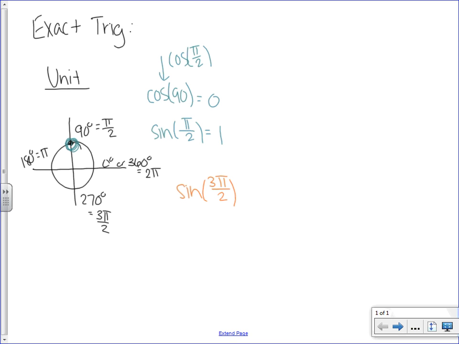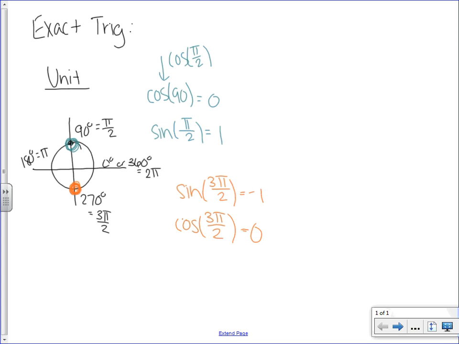Okay? We could also do, say, the sine of 3 pi over 2. Okay, we know that 3 pi over 2 is the same thing as 270 degrees, which is hanging out right down here. And the y value there is -1. We can do the cosine of 3 pi over 2, which is 270 degrees. And that's the x value hanging out down here, which is just 0.